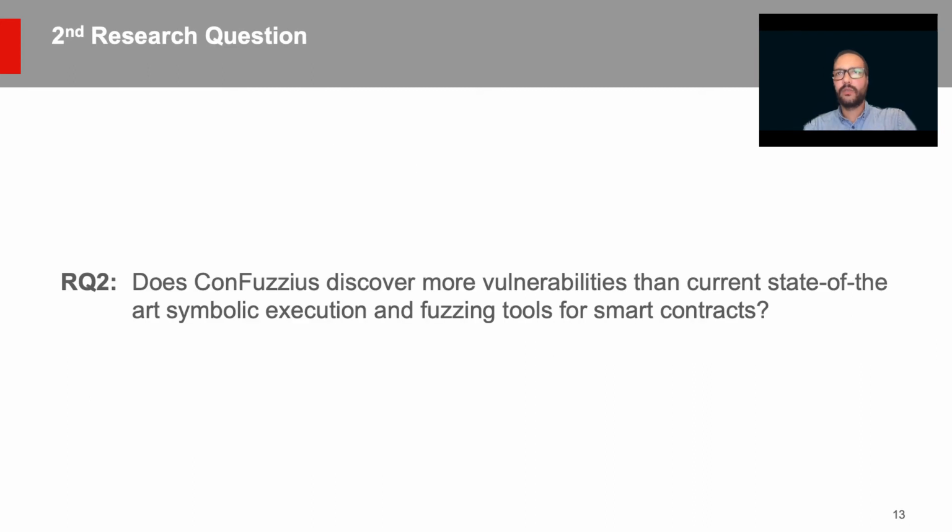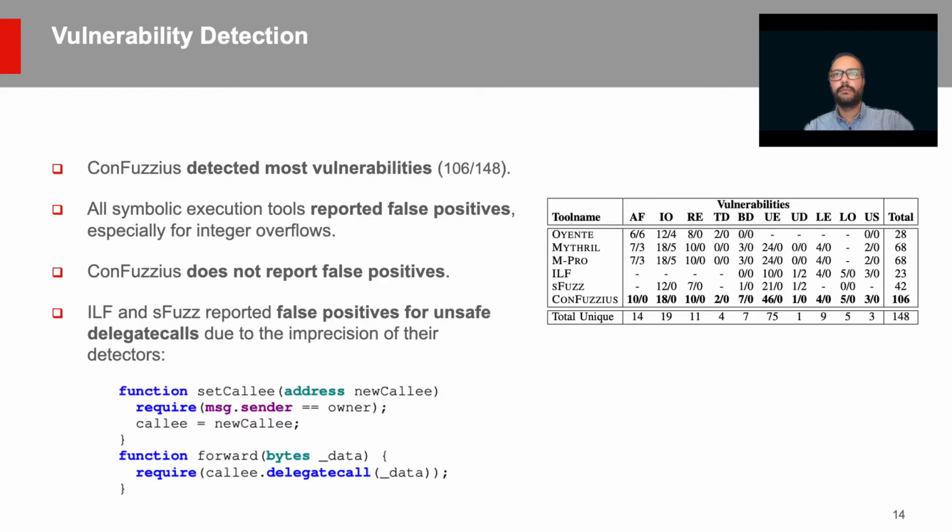The second research question tries to answer the question whether ConFuzzius discovers more bugs than current state-of-the-art symbolic execution tools and fuzzers for smart contracts. We therefore run ConFuzzius and the other tools on a curated dataset with annotated bugs. We see from the table that ConFuzzius detected more bugs than the other tools with 106 out of 148 bugs. We also see one of the benefits of fuzzers. All the symbolic execution tools reported false positives. ConFuzzius, however, did not report any false positives.